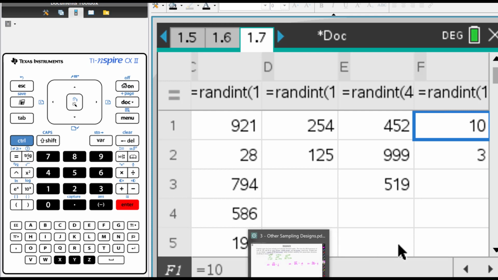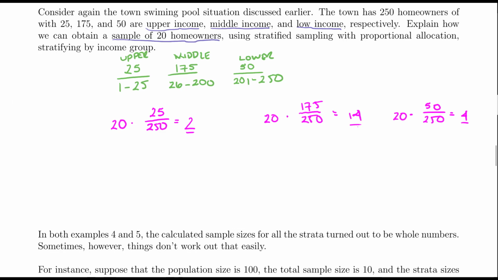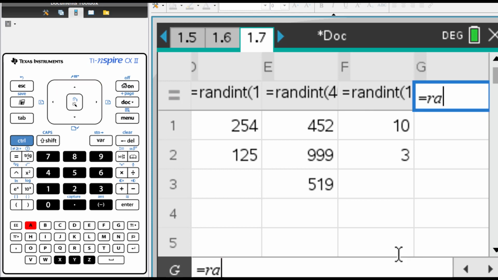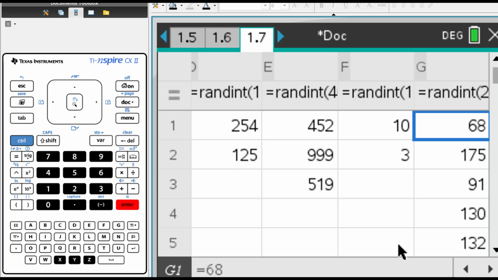From the middle income group, we want 14 people, and they are numbered 26 through 200. So we do the same thing again, RANDINT, 26 through 200, and we want 14 of those. And so we would go through that list and pick those 14 people, and then we do the same thing for our 4 people, or 6 people rather, from the low income group. And this gives us a better representation and a more proportional representation of the entire population without actually having to go out and interview everybody in the town.